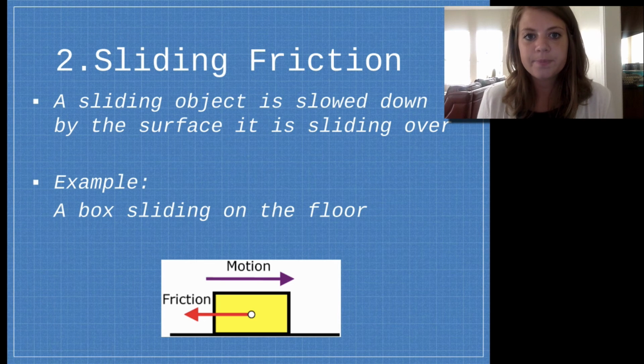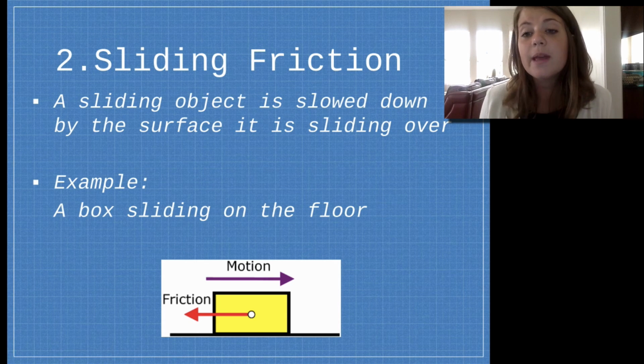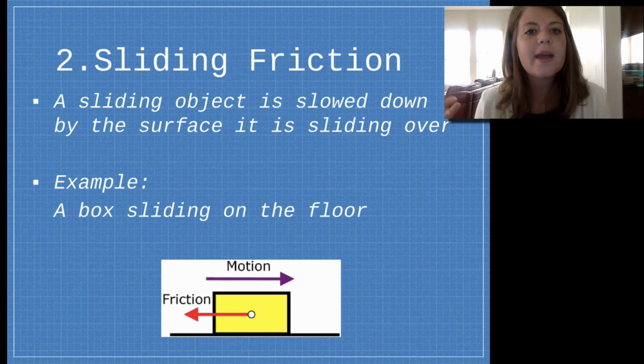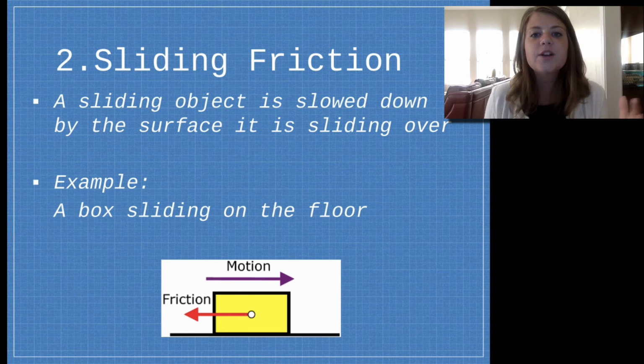So let's think. Is it easier to push a box across carpet, real shaggy carpet, or tile? Most likely the tile, right? It's a smoother surface, producing less friction than the carpet. It's easier to overcome that sliding friction.